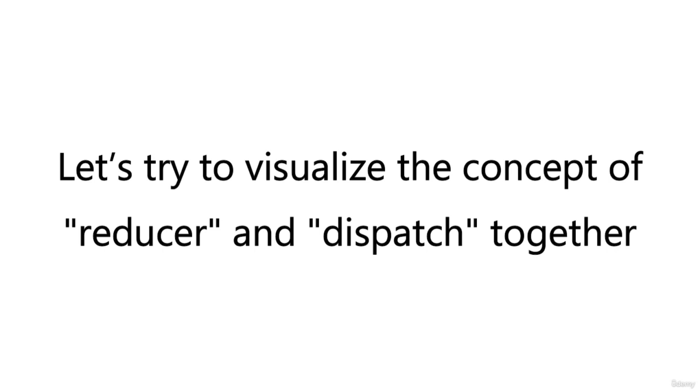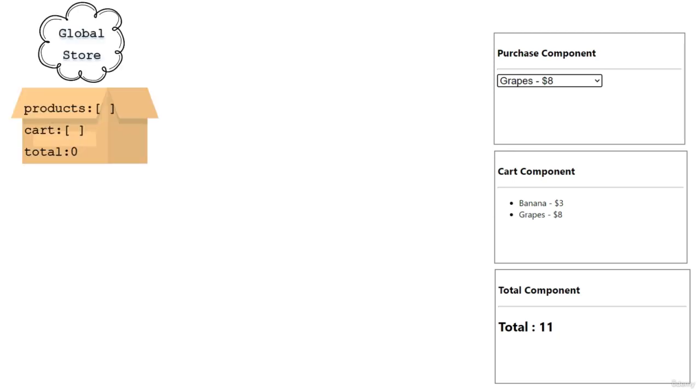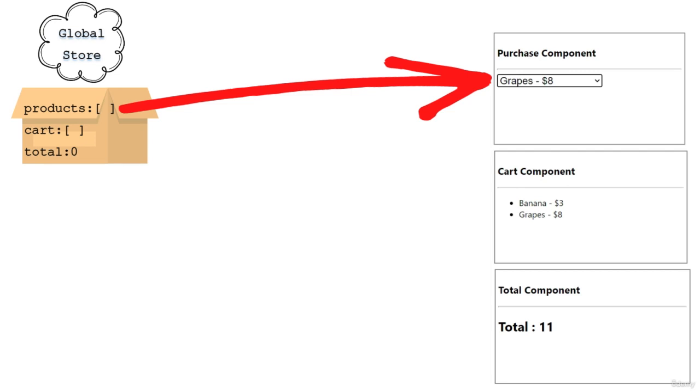Let's try to visualize the concept of reducer and dispatch together. So we have these three components, the purchase, cart and total component. Here we have the global store. How we will make it, we are going to see practically. But assume that at the moment this is a global store. This products data is referred here and the drop down is filled with this product data. Now the next point is once this data is filled, let's say on selection of the product, we want to add the data to the cart.